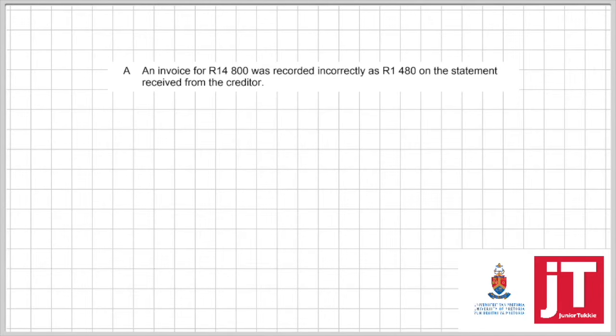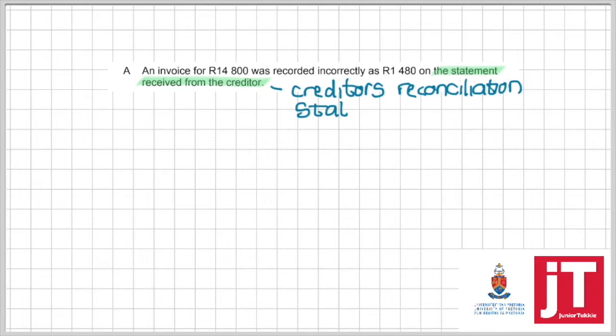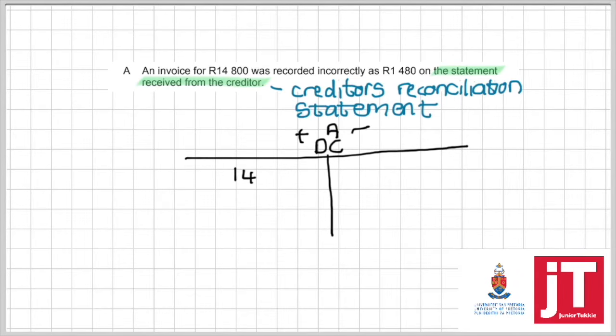Transaction number A. An invoice for $14,800 was recorded incorrectly as $1,480 on the statement received from the creditor. This means they made a mistake. If they make a mistake, we need to correct it in the creditor's reconciliation statement. And from their perspective, we are a debtor. So they've incorrectly debited our account with $1,480. It is supposed to be $14,800. So they have understated the amount.